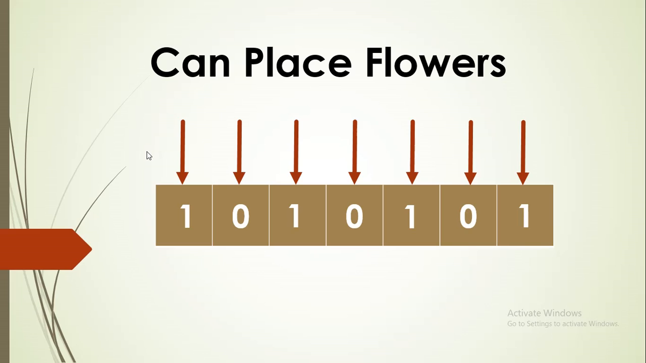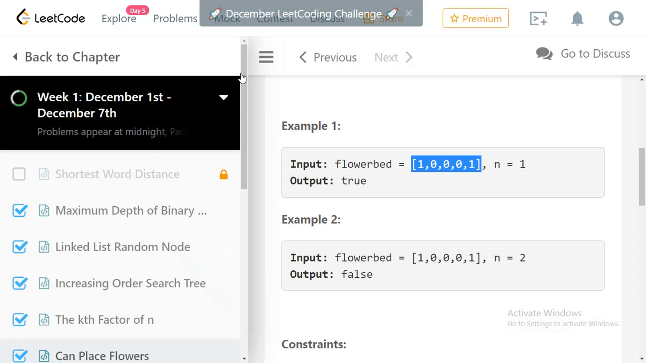So if the given n is less than or equal to 4, we can return true. But if the given n is greater than 4, our answer will be false. So let's go and check the source code.